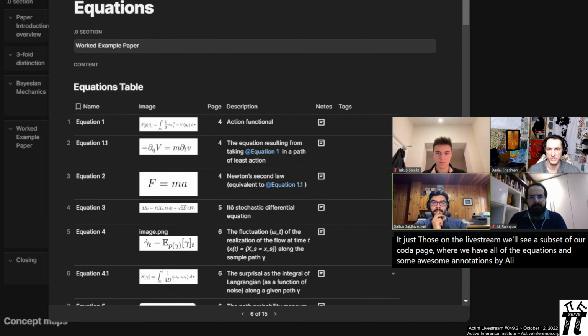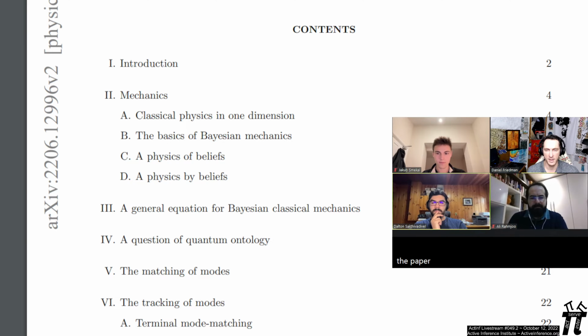So we'll be able to look at the paper and also bring in some pre-screenshotted formalisms, and we'll journey forth.